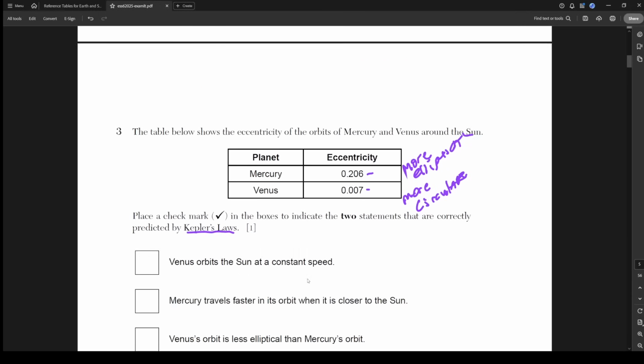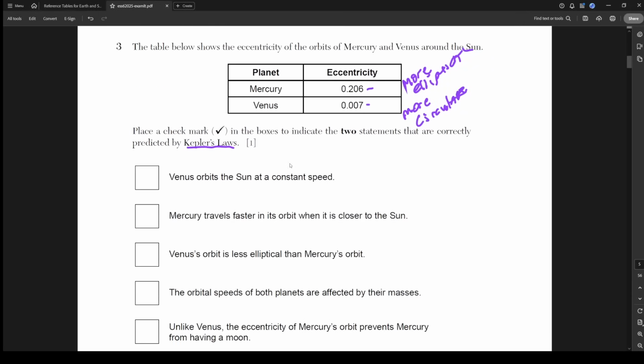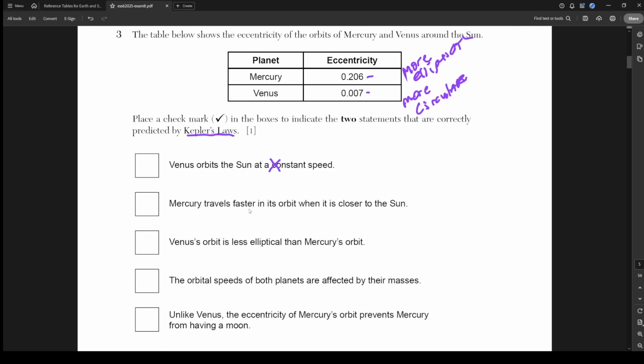I mean, that's what the question is. So this is a pure content question. Which two statements are correctly predicted by the laws? Venus orbits the sun at a constant speed. That would be wrong because Kepler says as it gets closer to the sun, it speeds up. Mercury travels faster in its orbit when it's closer to the sun. Yes. Venus's orbit is less elliptical than Mercury's orbit.